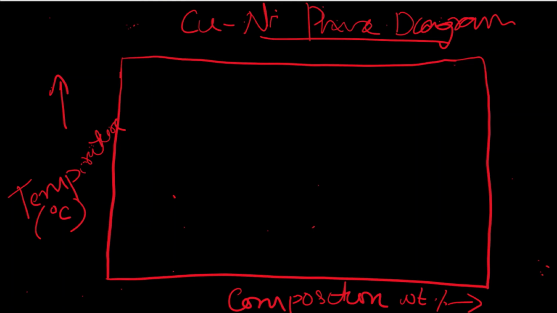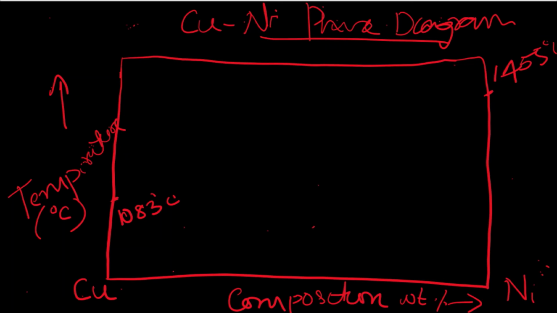So first we need to mark this end as copper and this end as nickel. That means here 100% copper, here 100% nickel. And the second thing you need to know is the melting point of copper. Melting point of copper is 1083 degrees Celsius. Similarly, melting point of nickel is 1455 degrees Celsius.